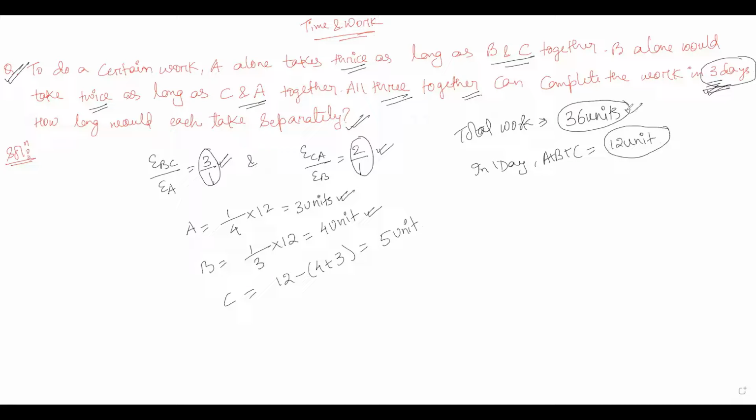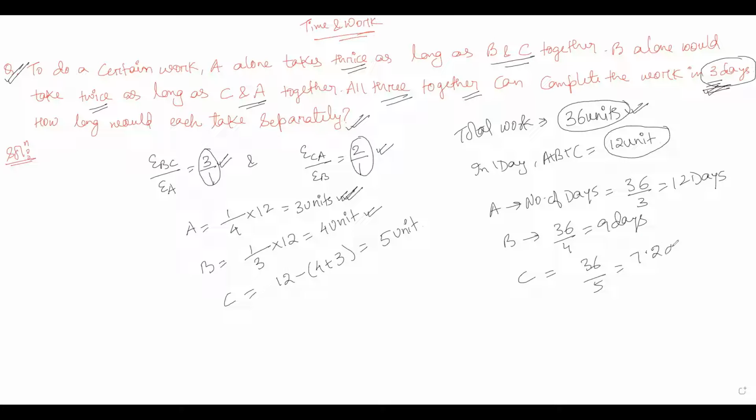Now we have the total unit of work and the units of work of A, B and C per day. So we can find the total number of days that each of A, B and C would take to complete this work. For A, the number of days required would be simply 36 by 3, that is 12 days. In a similar way, for B, it would be 36 by 4, that is 9 days. And for C, this would be 36 by 5, that is 7.2 days.